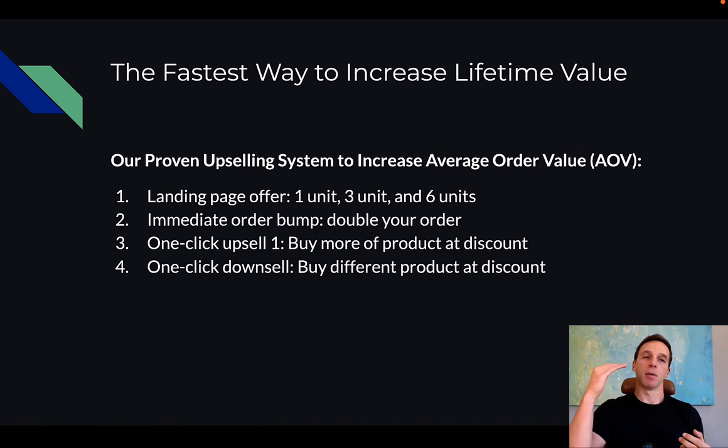Then if people do not accept that first upsell, maybe they're just kind of like, I don't want to buy anything else, you've got to think of something else different. So the downsell is what happens if they don't accept the first upsell. They've already completed their first order pretty much, but then you're like, hey, buy one more of these at a discount. They're like, no, I don't want that.